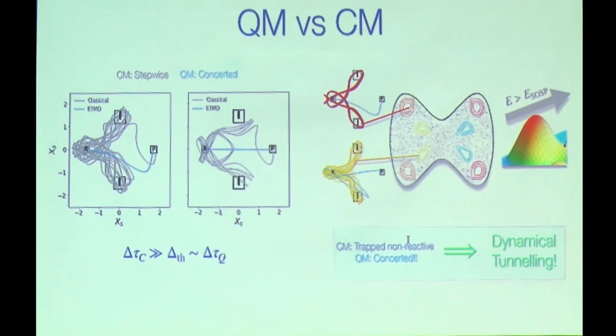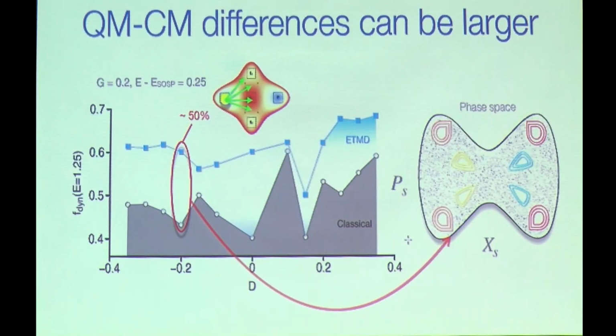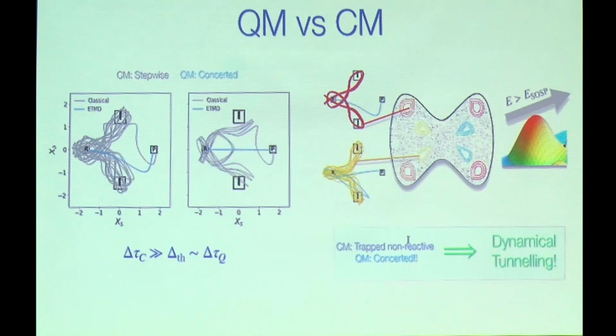And that's exactly why you see these huge increases in these dynamically conserved fractions. So this is a patently quantum tunneling effect, if you want, that is happening. There are other classes also, but this is one of the interesting ones. Okay.